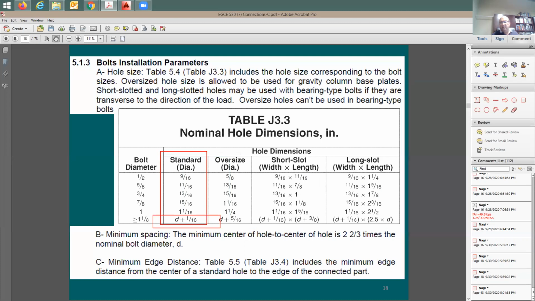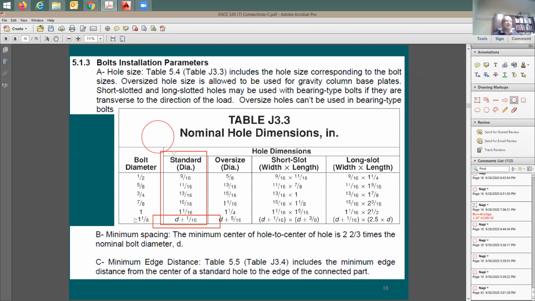Lots of people may think it's going to be 1/16 from each side, which means the hole size is going to be the bolt size plus 1/8 of an inch. So I want to correct this. It's going to be the bolt size plus 1/16, which means 1/32 from each side of the bolt.